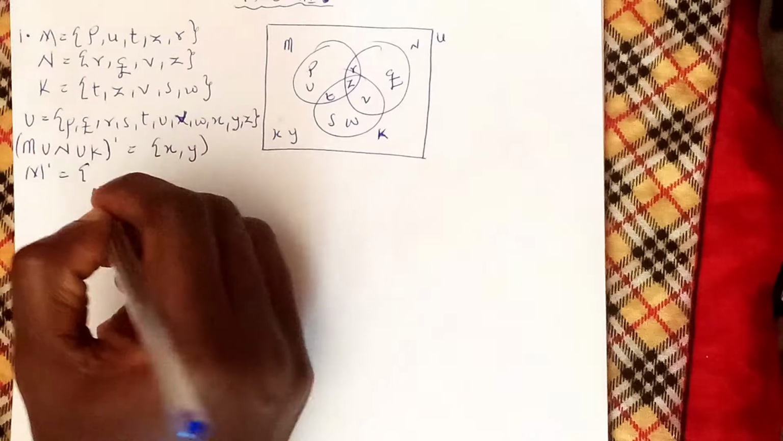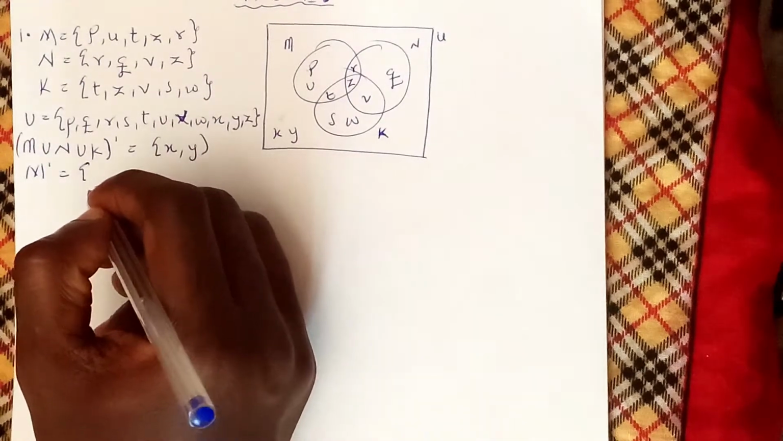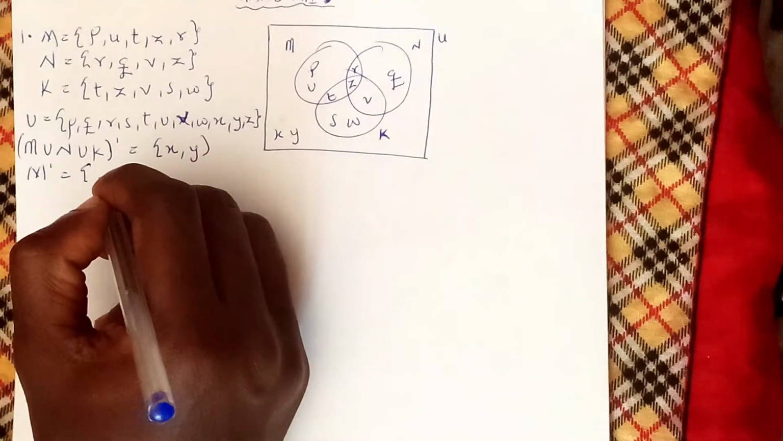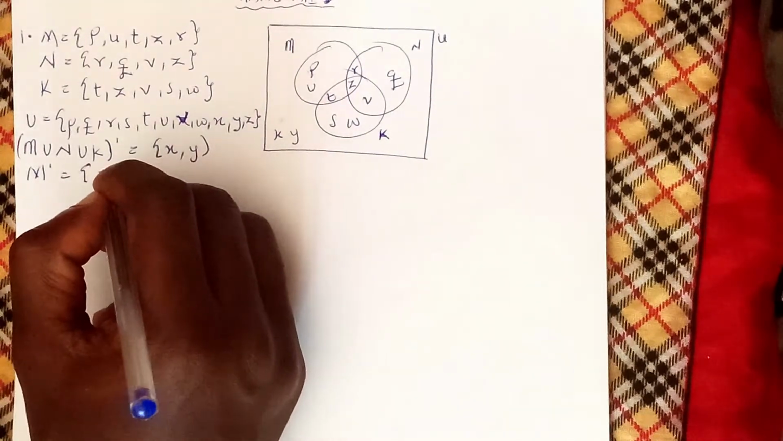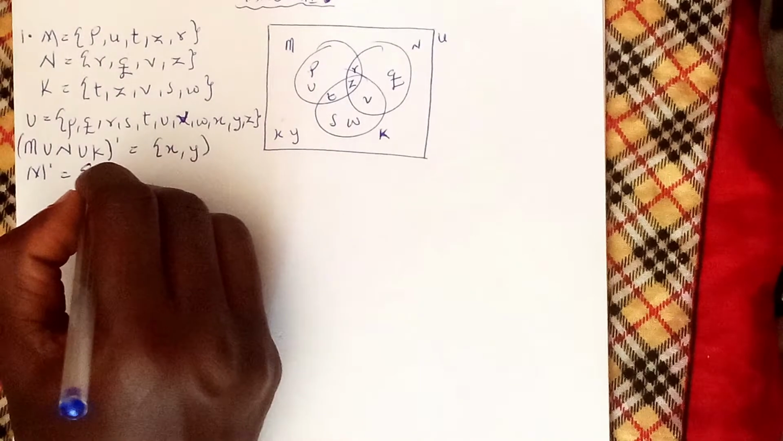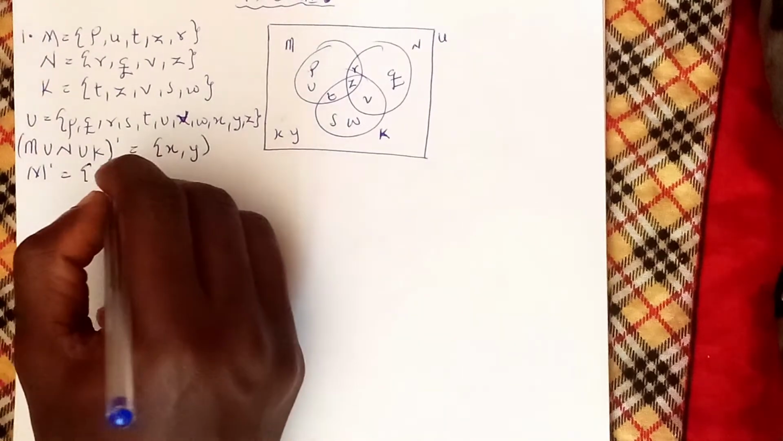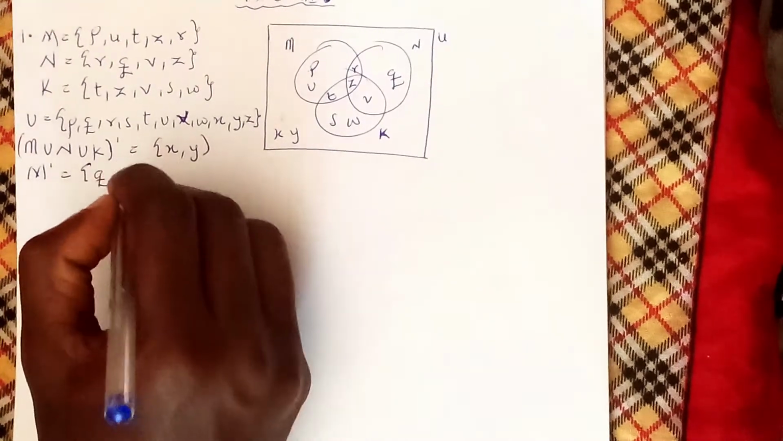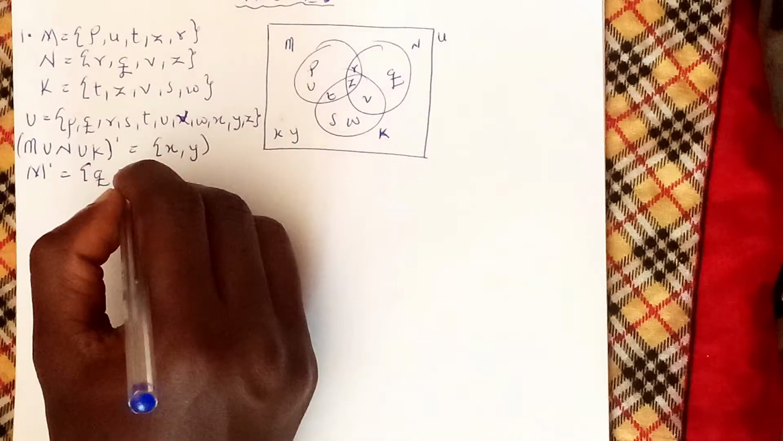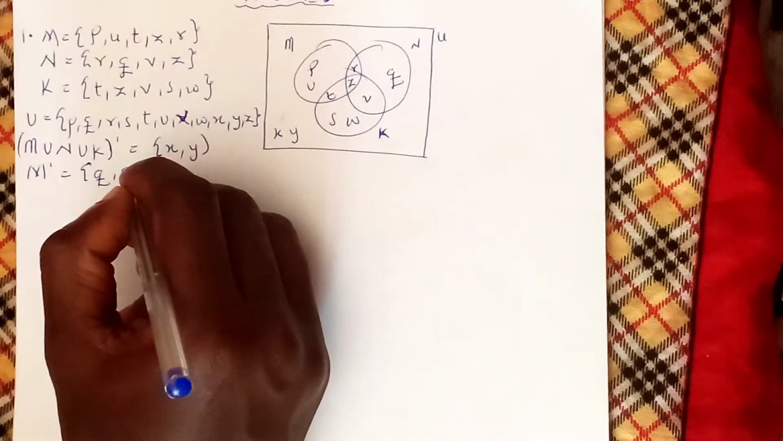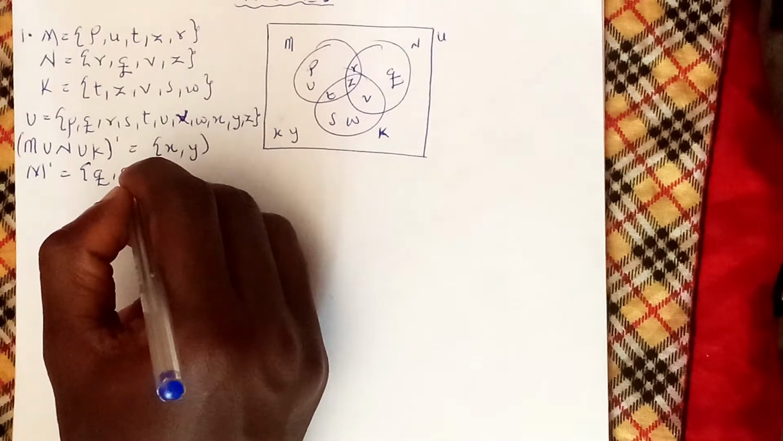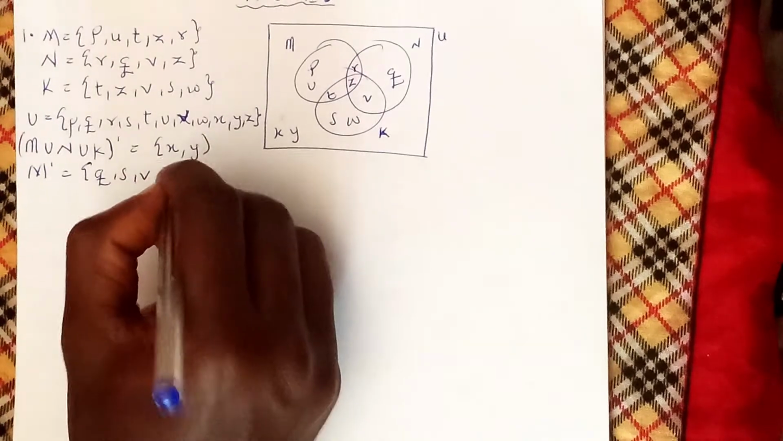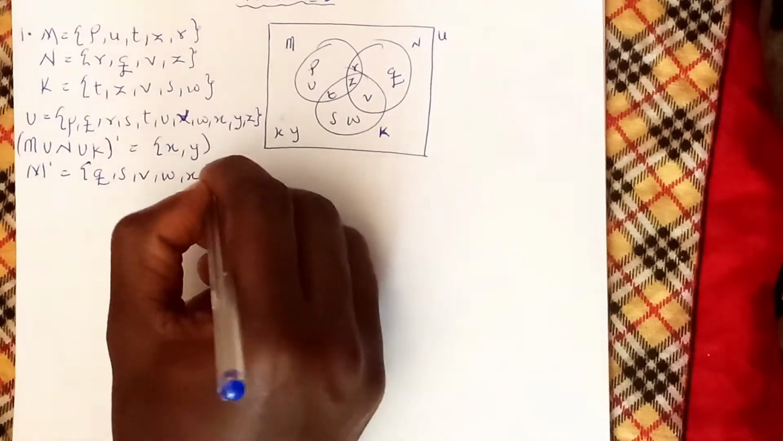M prime are the members of the universal set that are not elements or members of M. So let's see those that are not members of M. We have P. P is a member of M. Q is not. So we have Q. R is a member of M. S is not. So we have S. T is a member of M. U is a member of M. V is not. W is not. X is not. And Y is not.